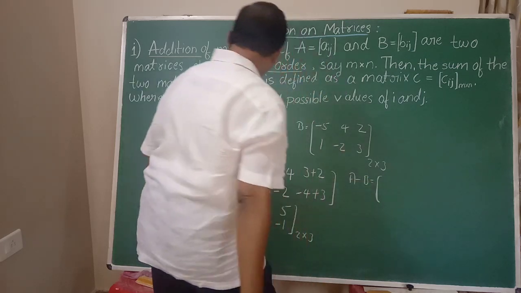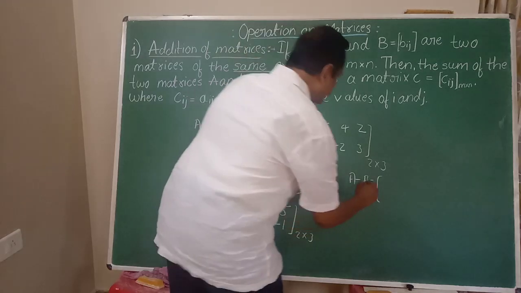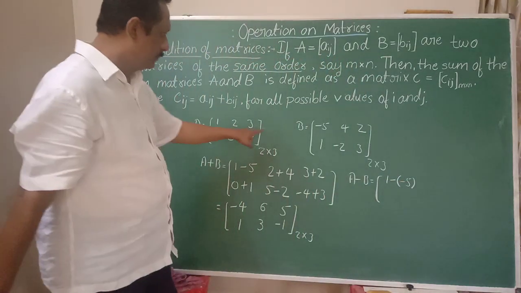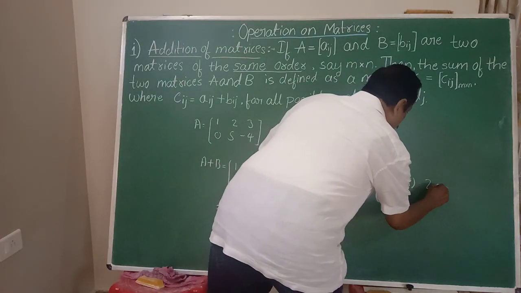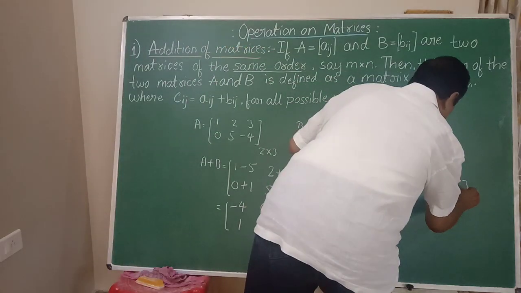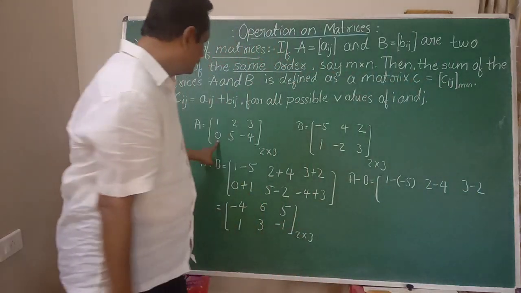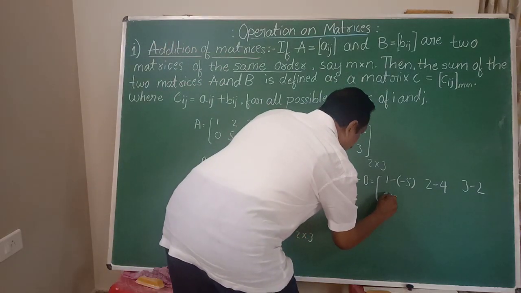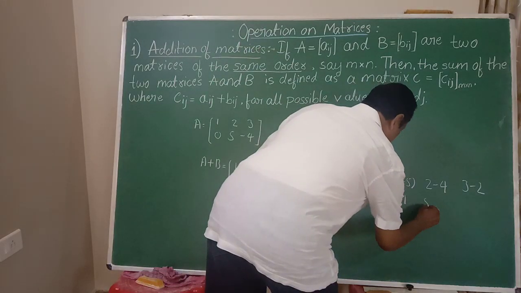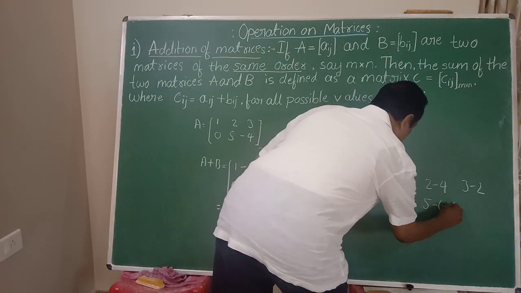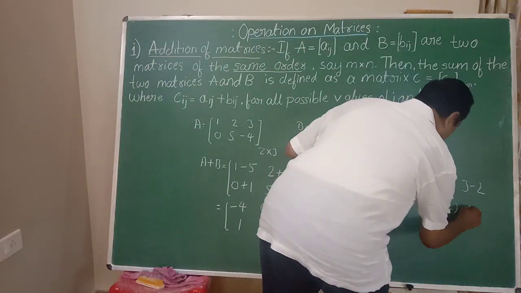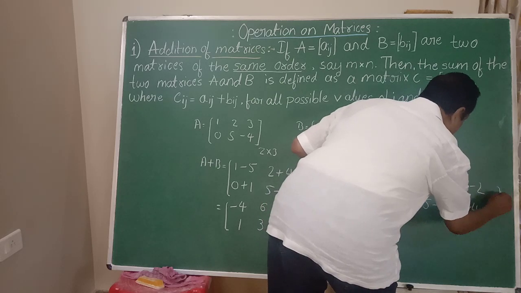That is important here. So 1 minus of minus 5 here. Then 2 minus 4. Then 3 minus 2. Then 0 minus 1. Then 5 minus 2. Then minus 4 minus 3.